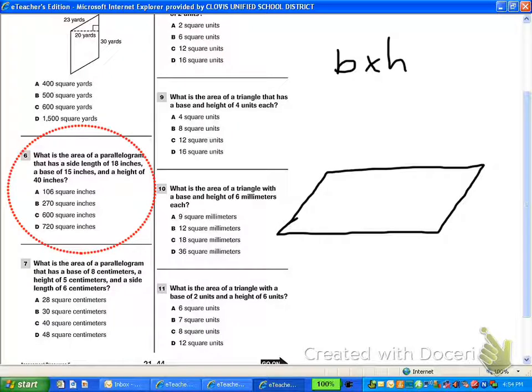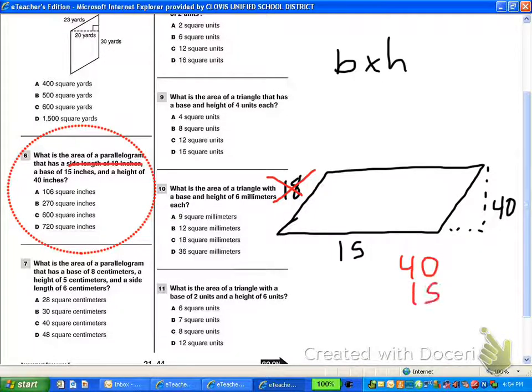So you only need 2 of those numbers. It says, what is the area of a parallelogram that has a side of 18 inches, a base of 15 inches, and a height of 40? So right there we know that we need the base of 15 and the height of 40. We don't need the 18 inches. So you'd multiply 40 times 15. And of course you get 600.